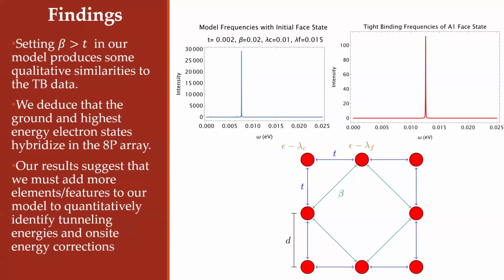One of the first things we found is that by setting the face-to-face tunneling energy larger than the nearest neighbor tunneling, which basically means the electron is more likely to tunnel from a face to another face than to a nearest neighbor, we start to see some qualitative similarities. This is really interesting because, at least when I was first analyzing this model, I assumed that an electron would be more likely to tunnel to a site closer to it than one further away from it. So this warrants some interesting research and further study.